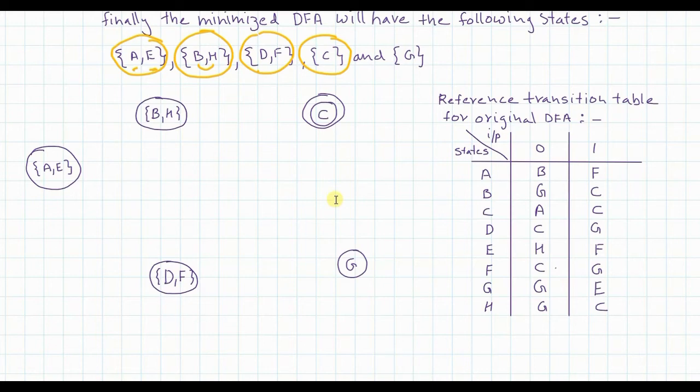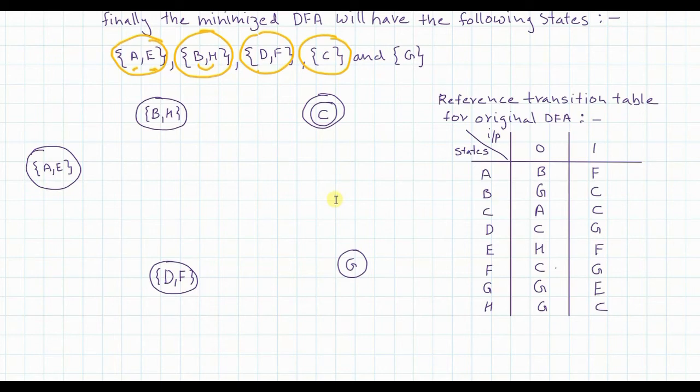Remember, what is the meaning of minimized DFA? Minimized DFA means it will be equivalent to the original DFA. Whatever work the original DFA does, the minimized DFA will also do the same work. The only thing is that the number of states and number of transitions, which are very many in the original DFA, will now be fewer, a simplified DFA, but it will do the same work as the original DFA. So this is called a minimized DFA.